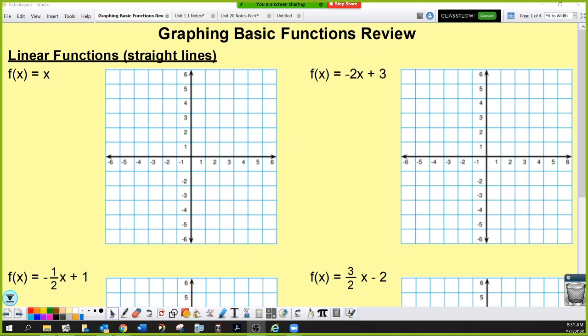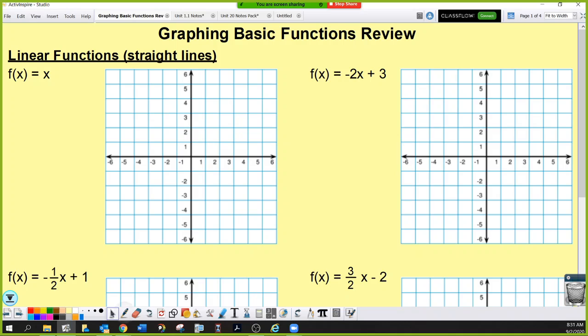Okay, so graphing basic functions review. Now, we're going to start with straight lines. And just like I said yesterday, I'm not trying to insult anybody's intelligence. I'm sure a lot of you remember how to graph straight lines. I'm just going to go through it just in case. I mean, it has been a couple years since we've learned this stuff, right? So we're going to take that knowledge off the shelf and dust it off and make sure that we're all good at graphing our straight lines.